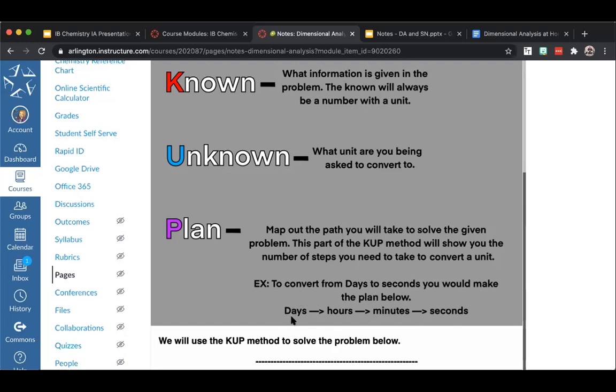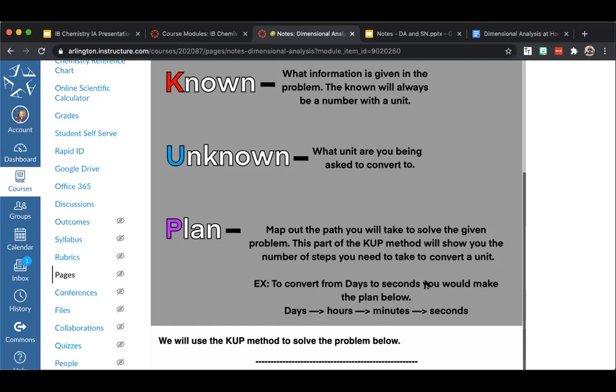So I'm going to have a conversion factor that connects days to hours and allows me to change that unit. Then I would have a conversion factor that connects hours to minutes, so I could change that unit. And then lastly, I would have a conversion factor that relates minutes and seconds so that I could convert that last step.